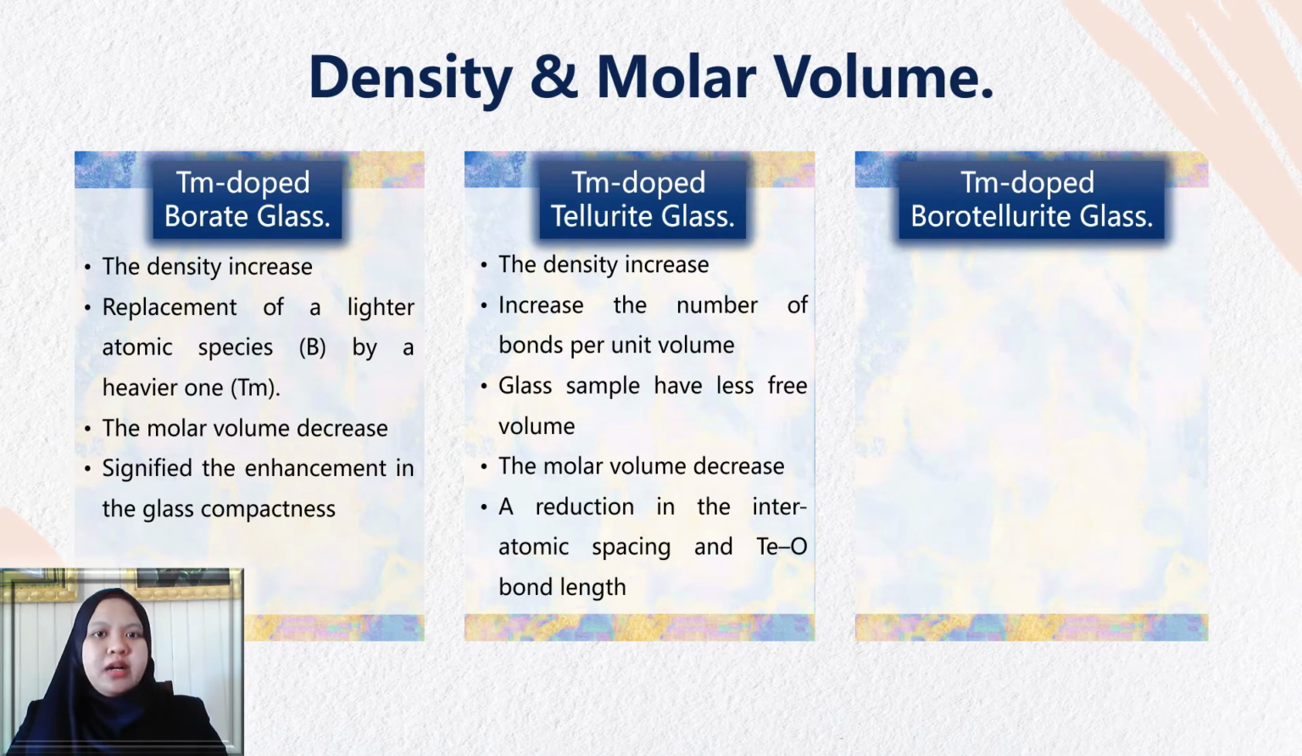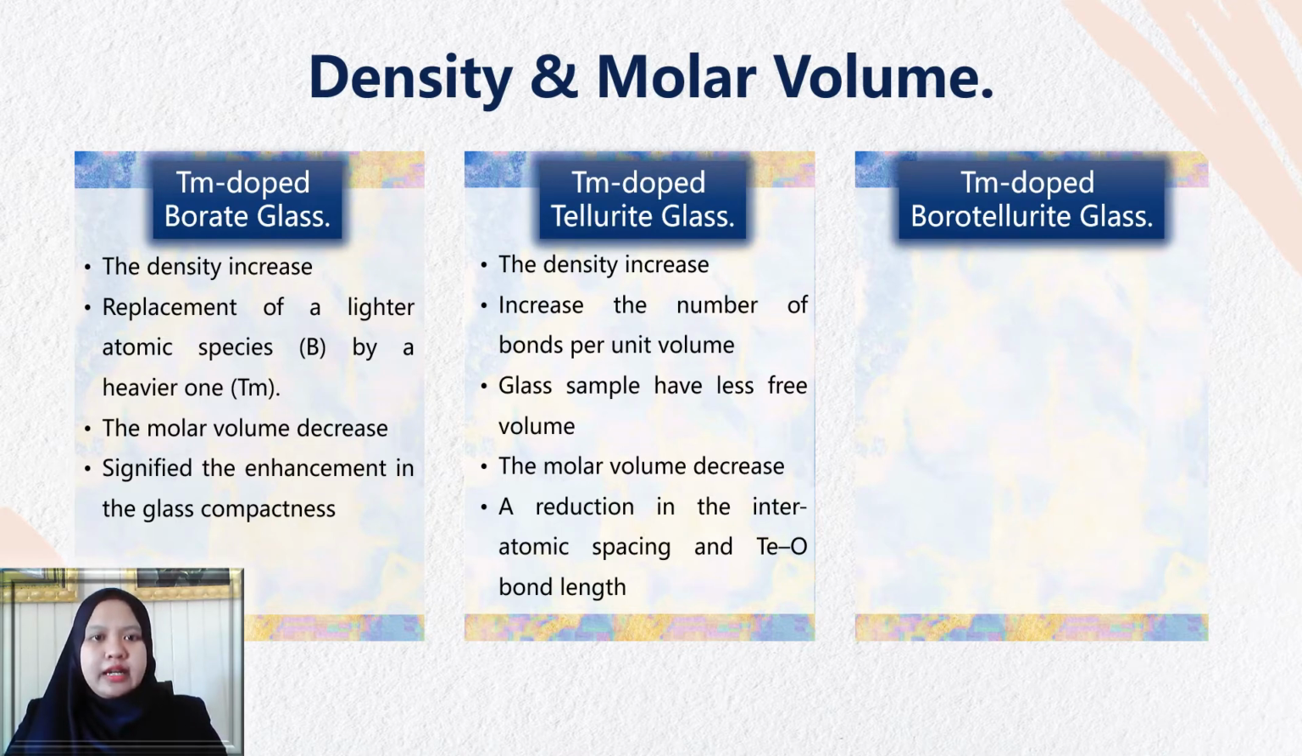In tellurite glass, the density was increased with the increased thulium doping level, which was linked to the increasing number of bonds per unit volume. This means that the glass sample has less free volume. The molar volume decreased with the concentration of thulium oxide. This might be due to a reduction in the interatomic spacing and Te-O bond length.